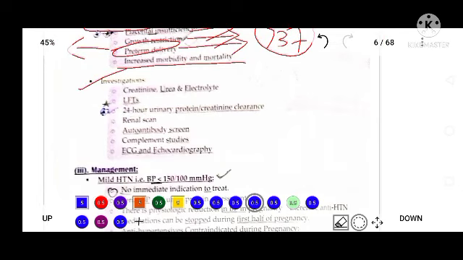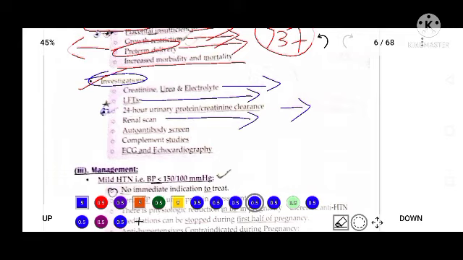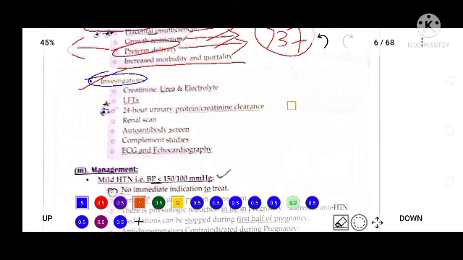Investigations: what lab values will be prescribed? Serum creatinine, urea, electrolytes, LFT, 24-hour urinary protein level, renal scan, antibodies can complement the studies, and ECG with echocardiography can also be prescribed.